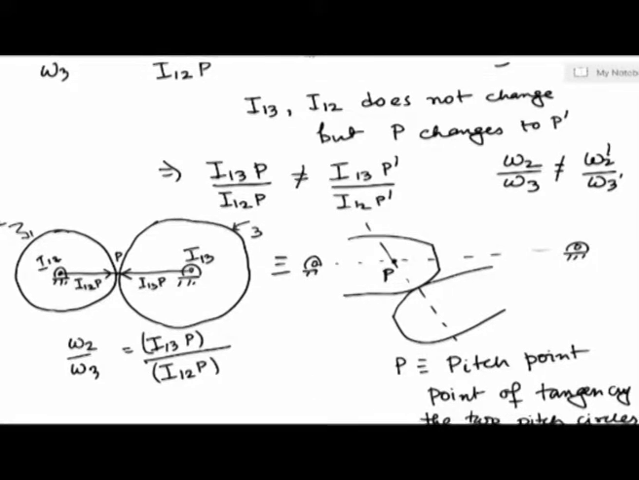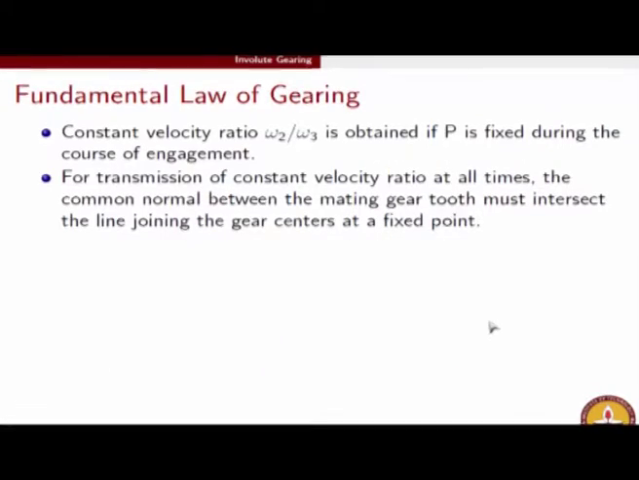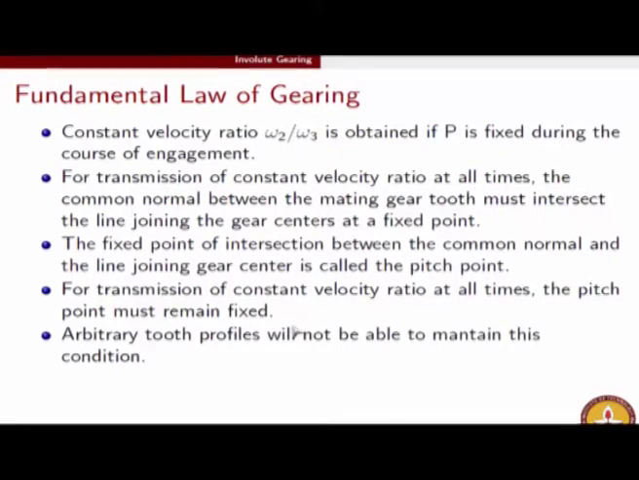Okay. So this is the important requirement, which is what gives us the fundamental law of gearing. The fundamental law of gearing states the following: for transmission of constant velocity ratio at all times, which is a very important requirement driven by practical consideration, the pitch point must remain fixed. So any gear tooth that is under operating conditions should maintain a transmission of a constant velocity ratio, and therefore for such a gear tooth the pitch point must remain fixed.